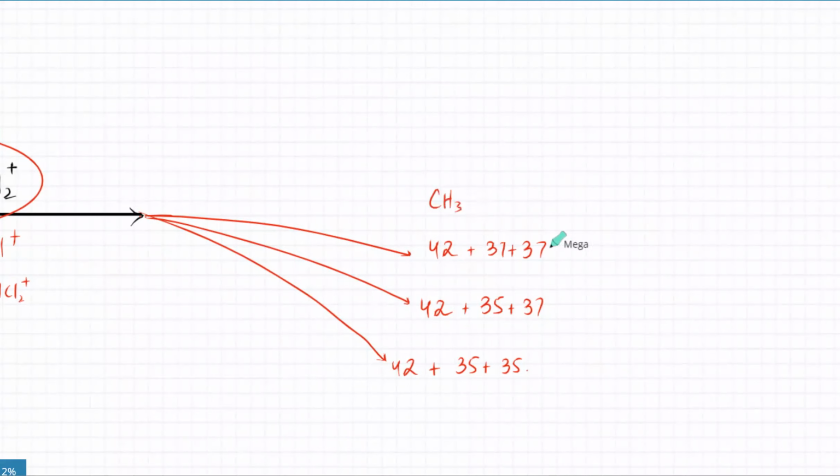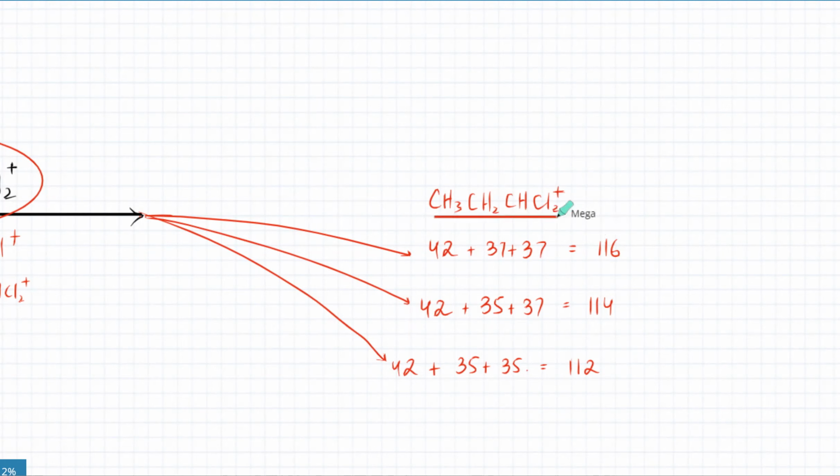116. For which one? The first one. So the other ones are 2 lesser, right? So this is 116, that one is 114, and this one is 112. So the molecular ion, which was CH3, CH2, and CHCl2 plus, has three different versions, three different masses of the molecular ion.